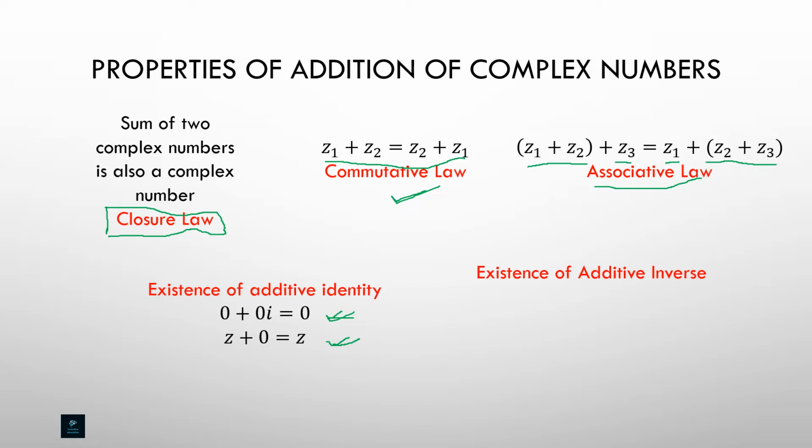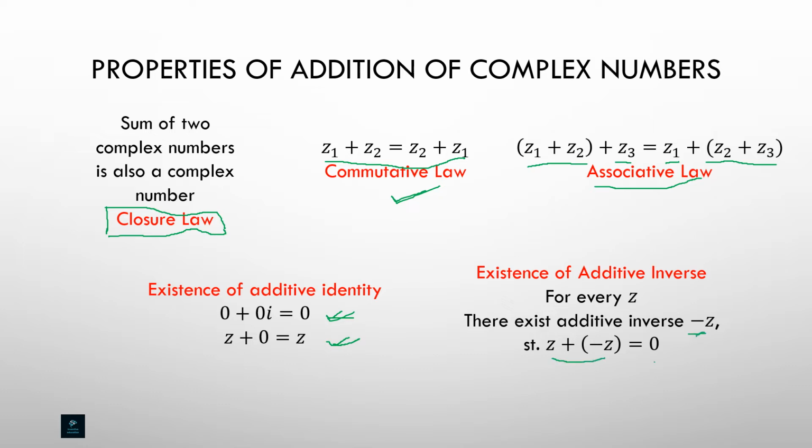And the last one is existence of additive inverse. This means that for every complex number z, there exists the additive inverse minus z, such that z plus minus z is equal to 0. Therefore, minus z is the additive inverse of complex number z.